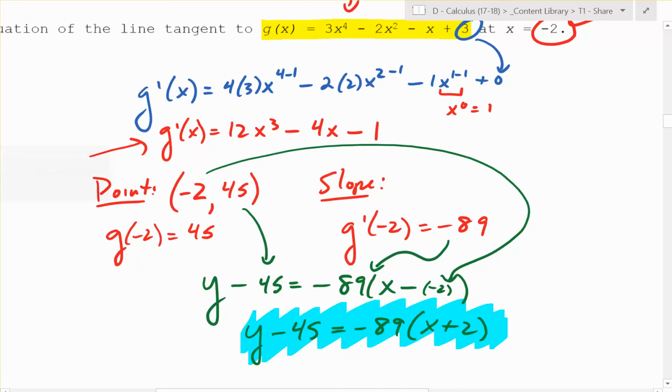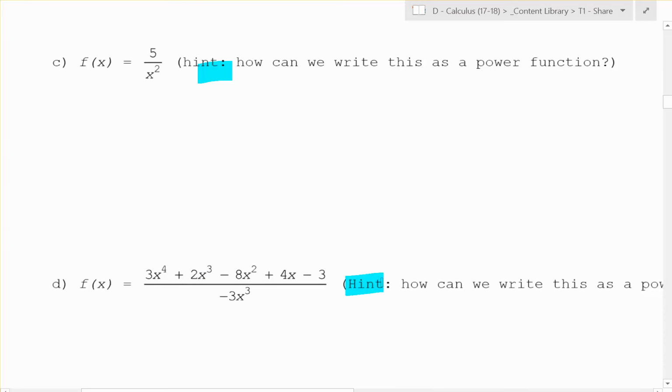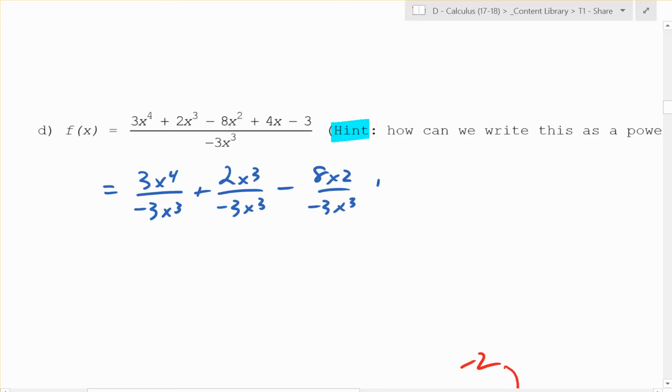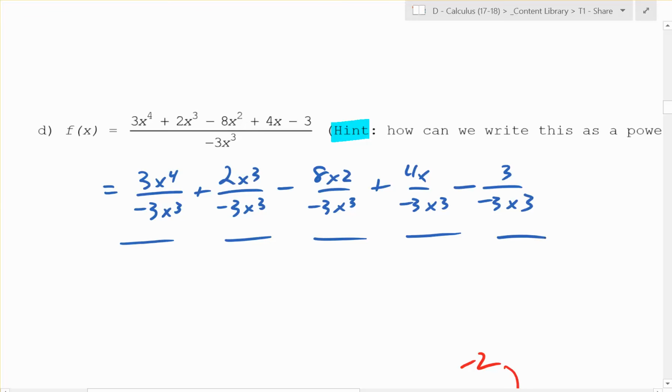Just wanted to point out the hints on these two questions right here. For this first one, you can rewrite it as f of x is equal to 5 times x to the negative 2. It's the same thing. And then here you can break it into 5 fractions. This is equal to 3x to the 4th over negative 3x cubed plus 2x cubed over negative 3x cubed minus 8x squared over negative 3x cubed plus 4x over negative 3x cubed minus 3 over negative 3x cubed. So you do it as 5 differentiations.